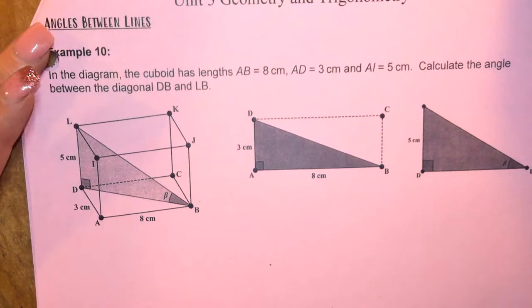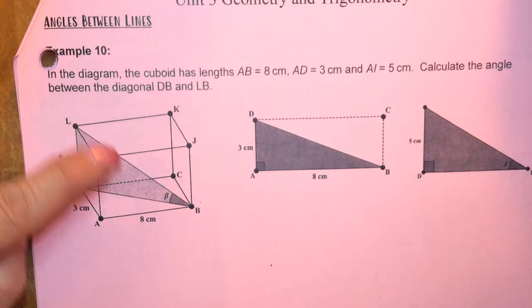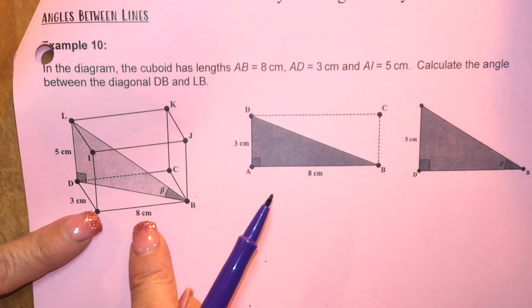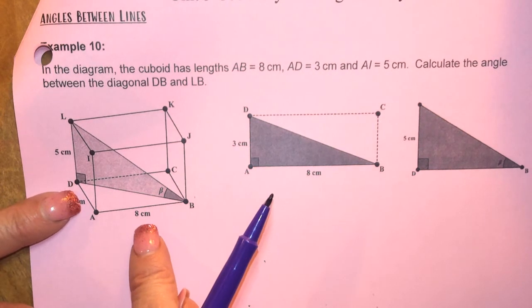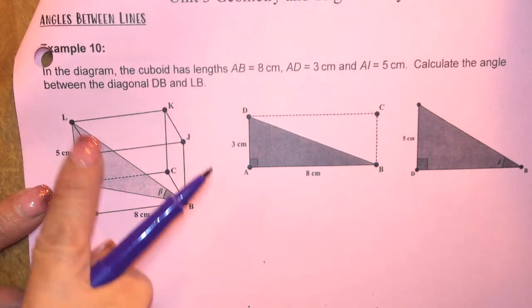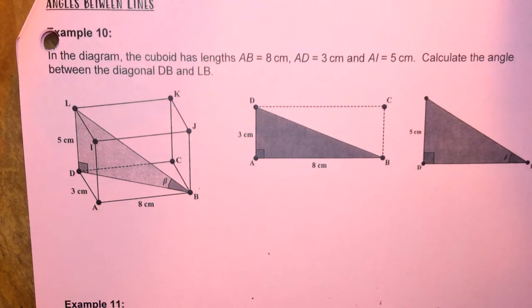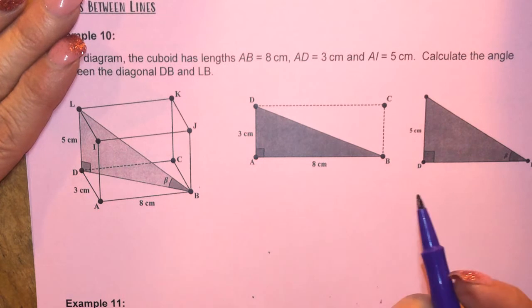Okay, example 10. In the diagram, the cuboid has the length of AB is 8. AD is 3. And AL is 5. So this is 5. You can kind of see I drew a little triangle here. Calculate the angle between diagonal DB and LB. All right, so we're looking for this angle here.